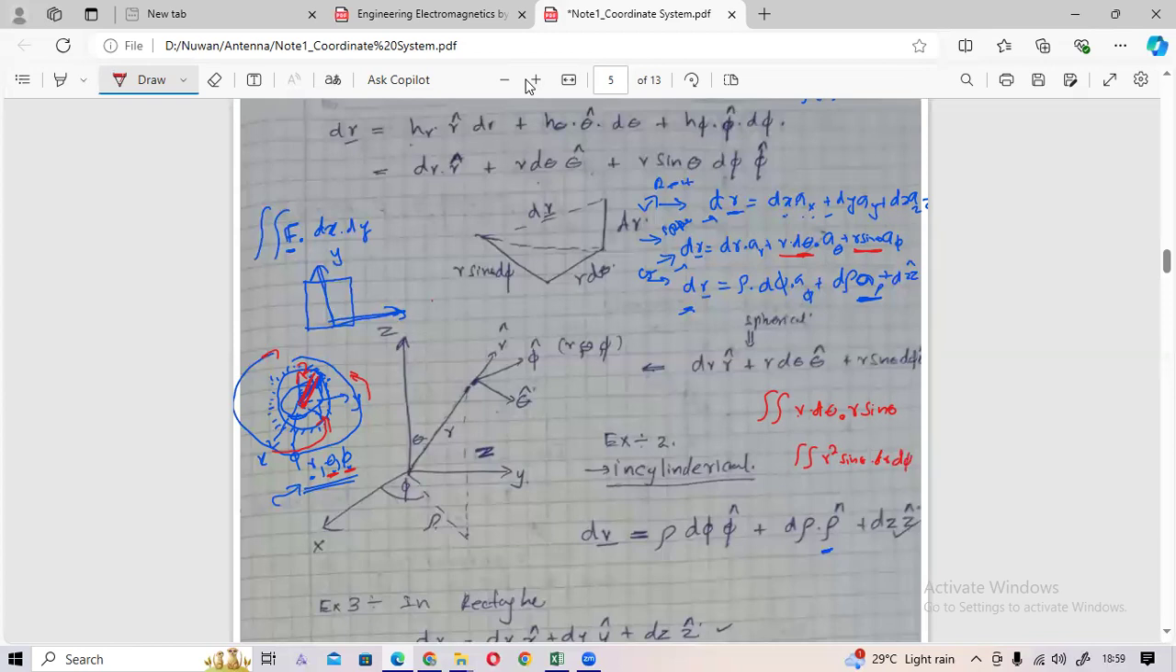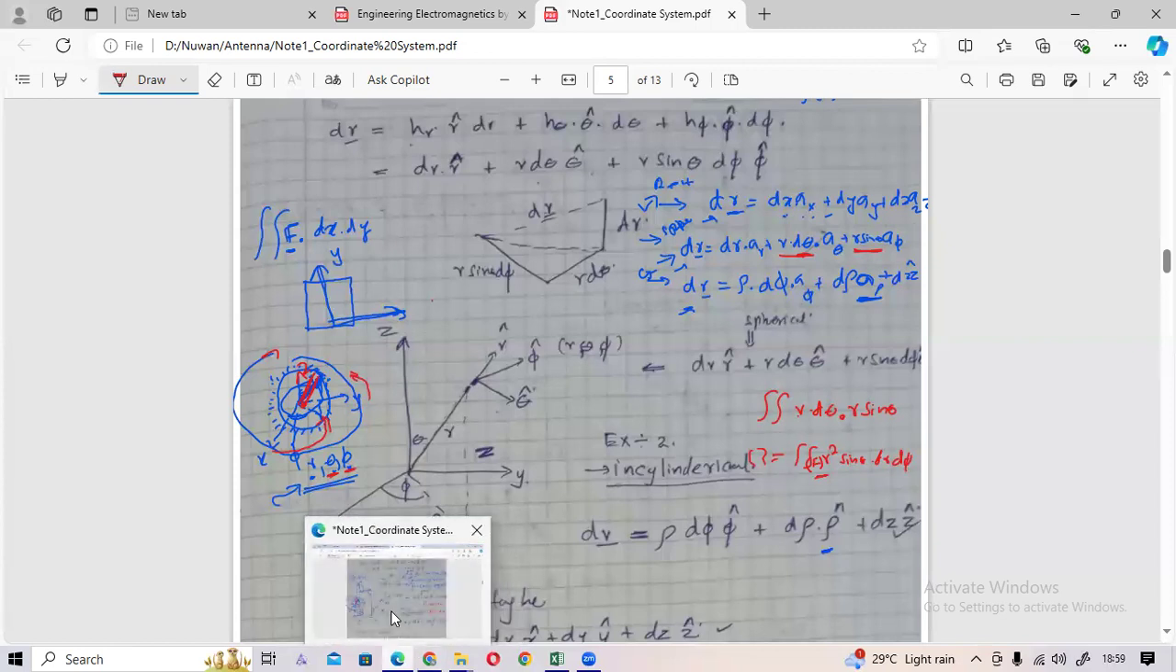So the function should be there. The charge distribution function should be there. Then you can integrate this. So if you want to find the area of a sphere, how do you evaluate it?